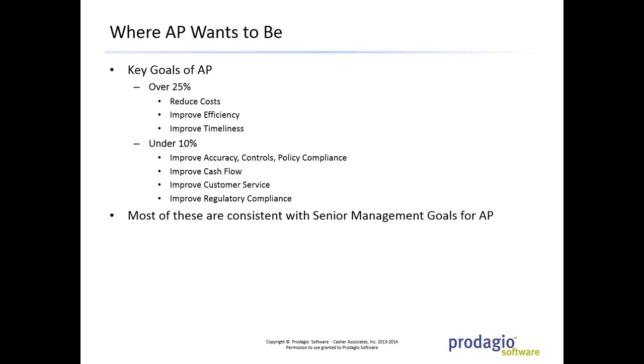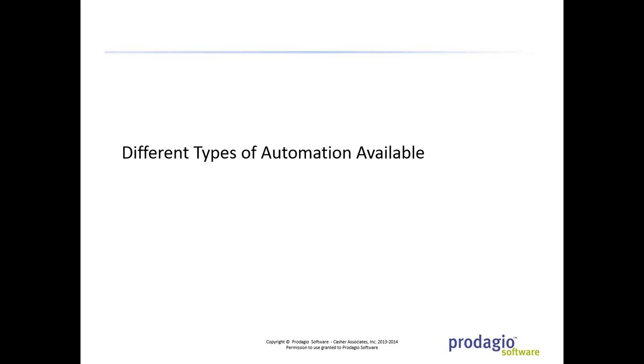Some of the other things that appear as the top goal, and this is really a slightly different question, not the top goals, but the top goal: improving accuracy, improving the controls, doing a better job of policy compliance, cash flow, which is an important issue, customer service, and regulatory compliance. These do get reported, but not as often as the over 25% groups.